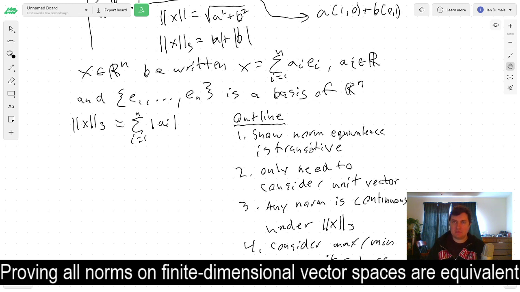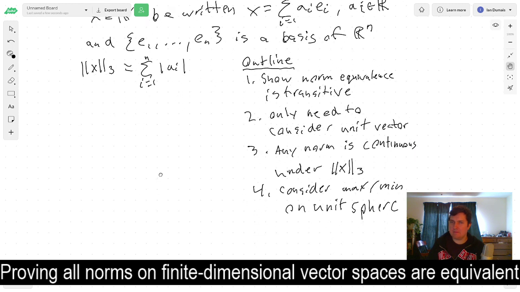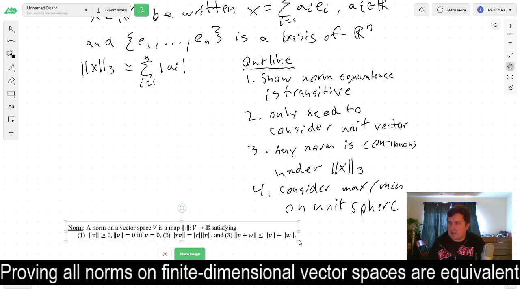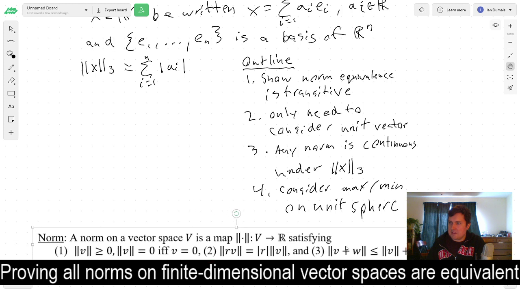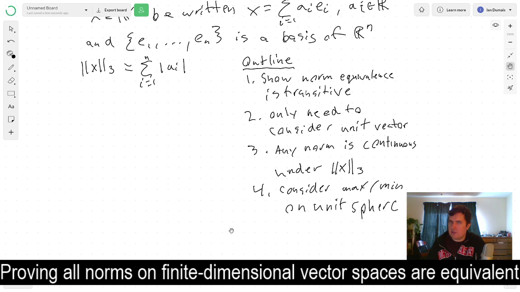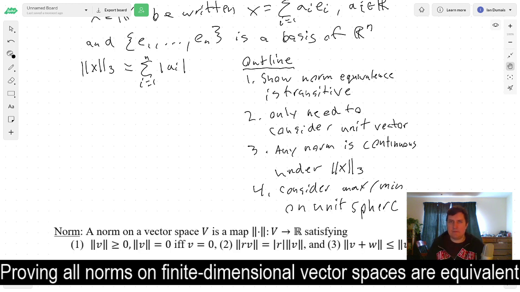Anyway, this is our outline for the proof. The first thing we've got to do is show that this is a norm. So let me pull up the definition of a norm. Again, a norm is basically an idea of distance, and we want it to satisfy some things that we want our ideas of distance to satisfy, even when the particular definition of distance might not be what we expect.